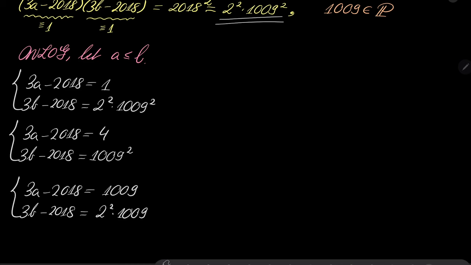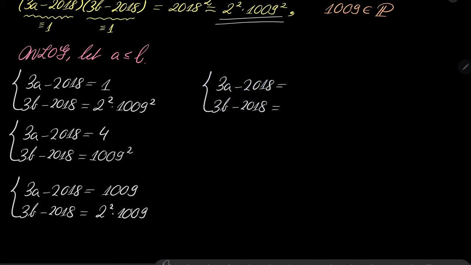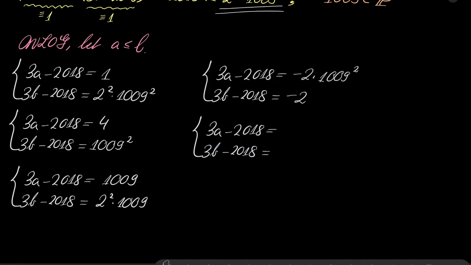Moreover, we can also have negative factors. So minus 1 cannot be, but minus 2 can be. So minus 2, and because a is less than or equal to b, here we have minus 2 times 1009 squared. What about minus 4? Minus 4 is not congruent to 1, so it cannot be. So we have also minus 2 times 1009, minus 2 times 1009. And that is probably it, if I'm not mistaken.